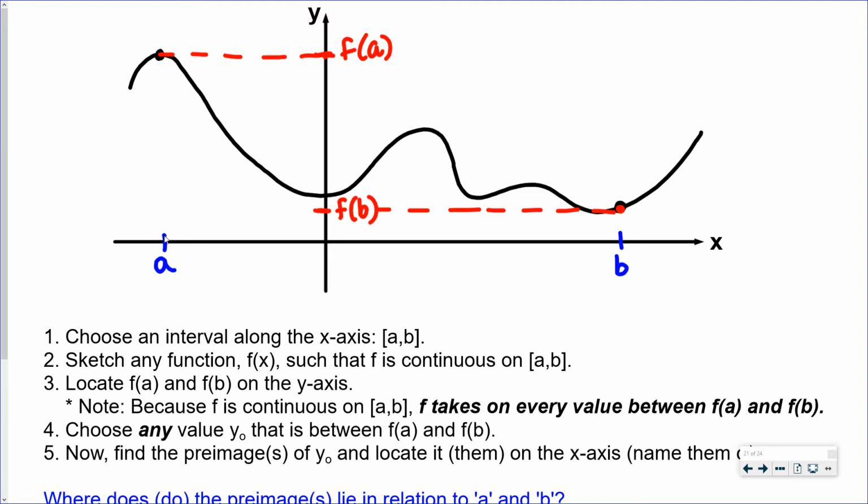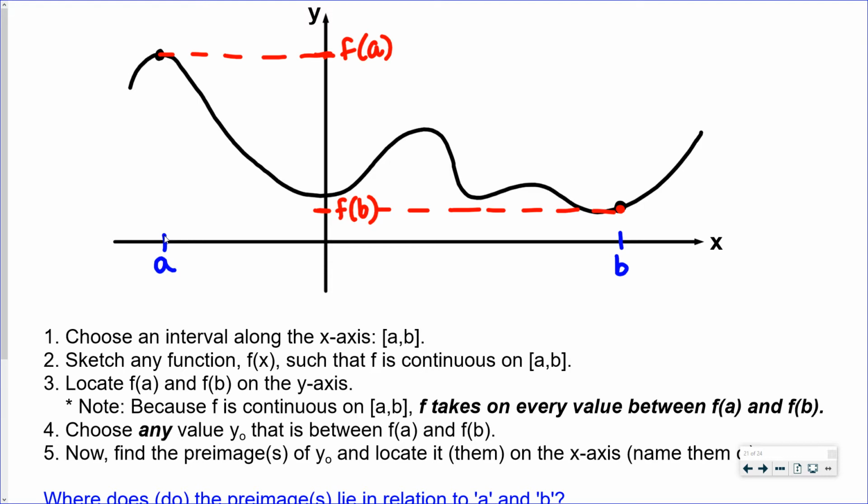Now, what we just talked about: because f is continuous, it should take on every single value in between f of a and f of b. And it looks like that, right? It looks like I have some values that are above f of b. Here's about halfway, and then it dips below. But at some point, I hit every single output in between that interval.